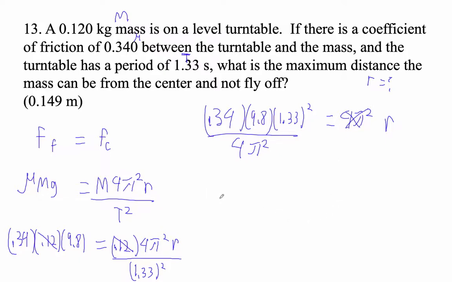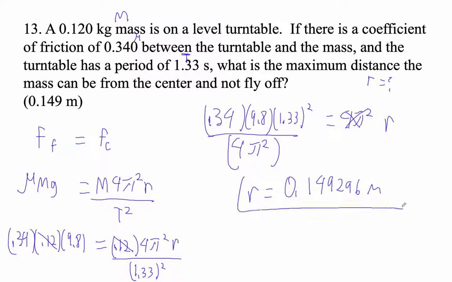Right? So I've got 0.34 times 9.8 times 1.33 squared divided by, and you've got to be careful, you've got to put this in parentheses. So divided by left parenthesis 4 pi squared, right parenthesis, boom. And I get that the radius is equal to 0.149296 meters approximately.